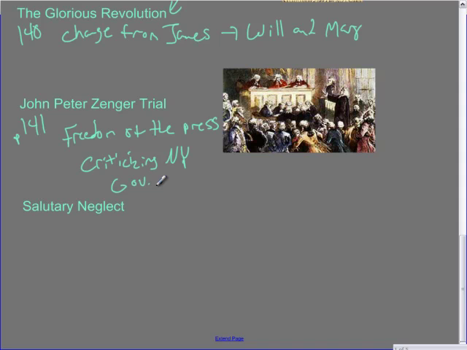Now, with salutary neglect, we kind of go back a little bit to William and Mary. So during this time, with William and Mary being the monarchs of England, the colonies are allowed to kind of do things on their own and self-govern, and that gets them used to this independence.